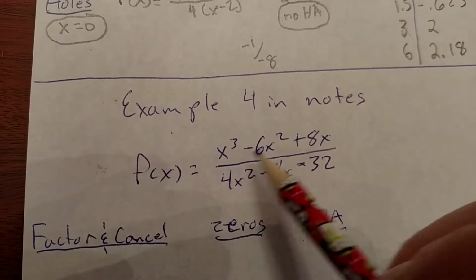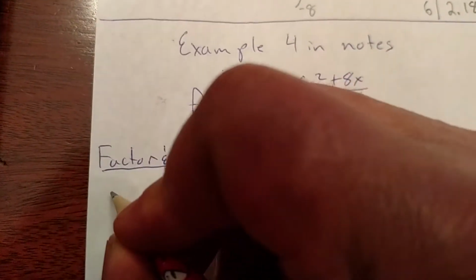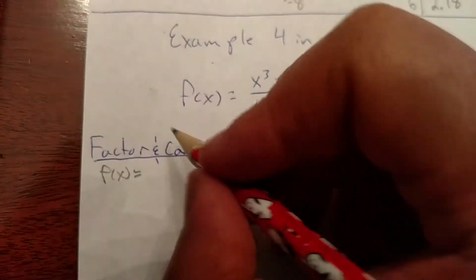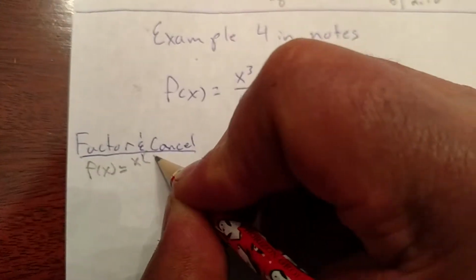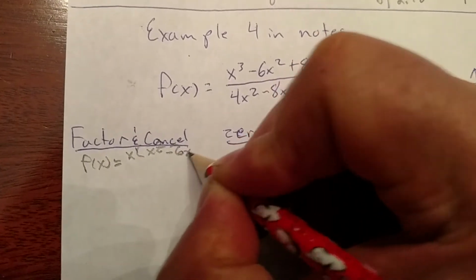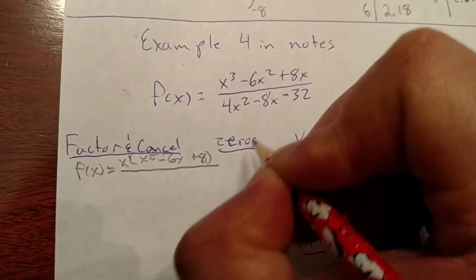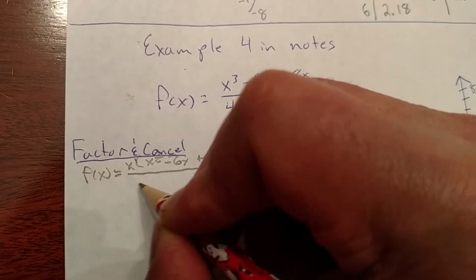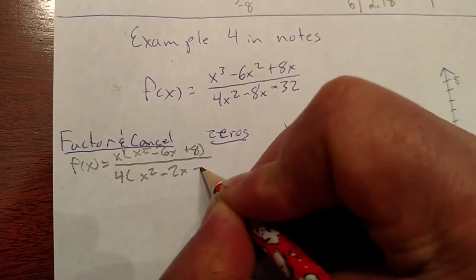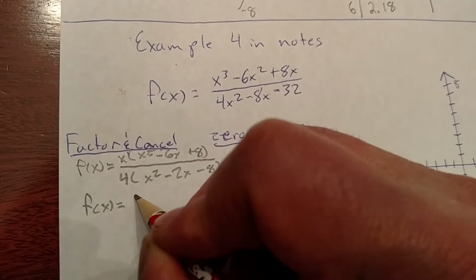All right, so example 4, x cubed minus 6x squared plus 8x, all over that. We're going to factor and cancel it first. I'll be sure to write smaller. So up here I can take out an x. Oops. It's x squared minus 6x plus 8. And down there I can take out a 4x squared, okay, minus 2x minus 8. And I can factor those trinomials now.